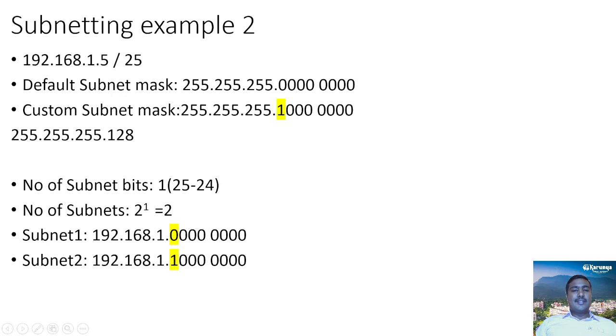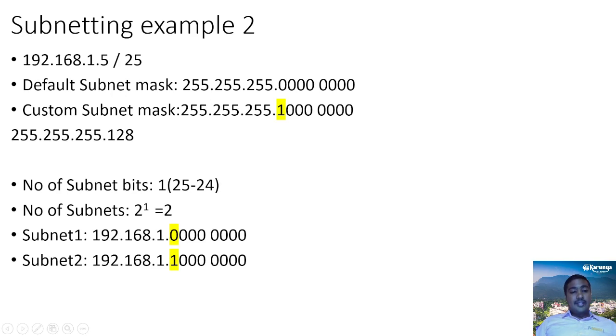So let's see how many bits I have allocated. I have allocated one bit. So how will I know? Take the subnet mask over here and apply it here. What is the default subnet mask? It's going to be 24. So when I subtract it out, it's going to be 1. So the number of subnets is going to be 2 to the power 1, that's going to be 2. So how many subnets are available? 2 subnets are available.